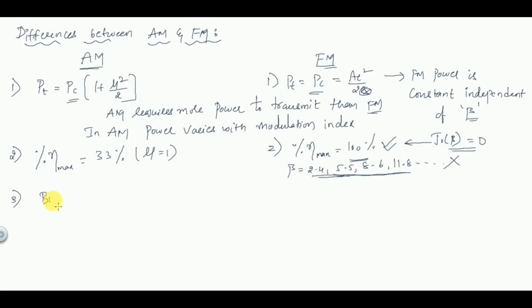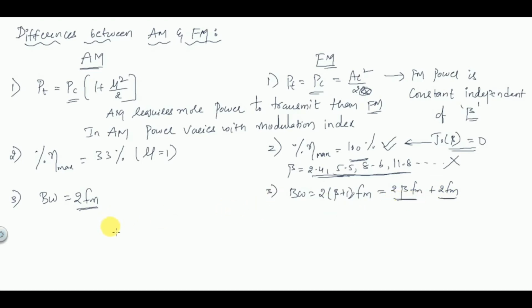Third difference is with respect to bandwidth. So what is the bandwidth in the case of AM? It is equal to 2 into fm. And what is the bandwidth in the case of FM? Bandwidth is 2 into (beta plus 1) into fm. Okay, so if you expand this into two terms, 2 into beta into fm plus 2fm. So here it is only 2fm, but now here 2fm is added by something.